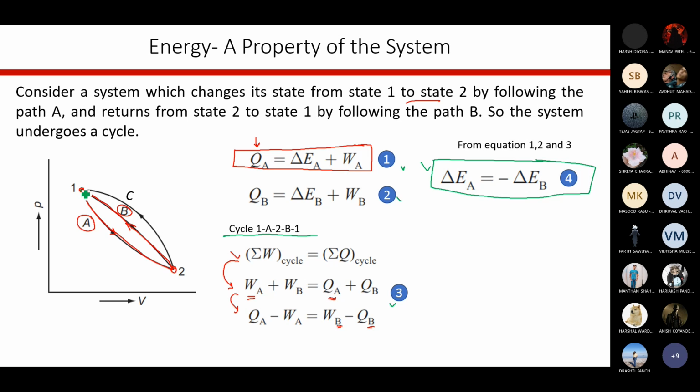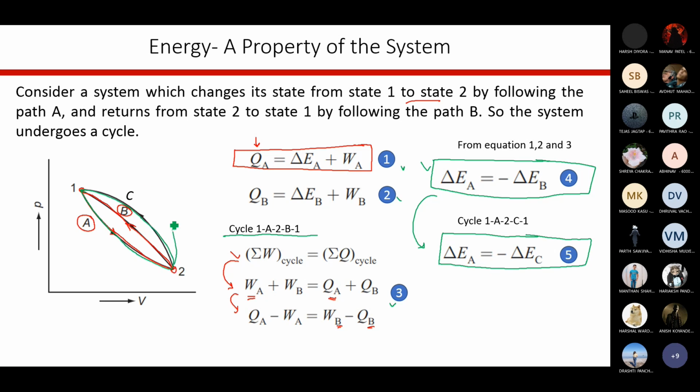Next I am going to consider the cycle 1A 2C1. I just change the second path. This path B is replaced by path C. And I can prove this relation without writing any step in between. You can try on your own and still you will be in a position to prove this. So delta EA must be equal to minus delta EC. You can add any other process like this, D maybe. Still you will find that delta EA must be equal to minus delta ED in that case, and so on. Correct?